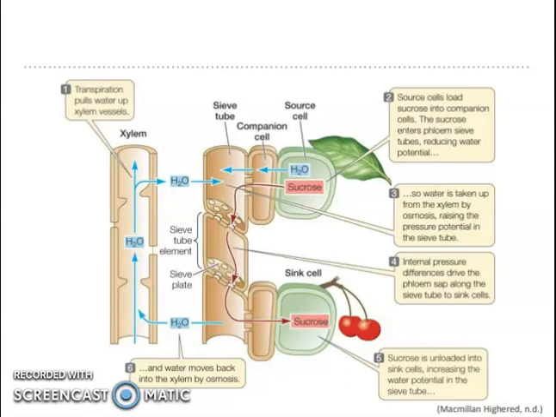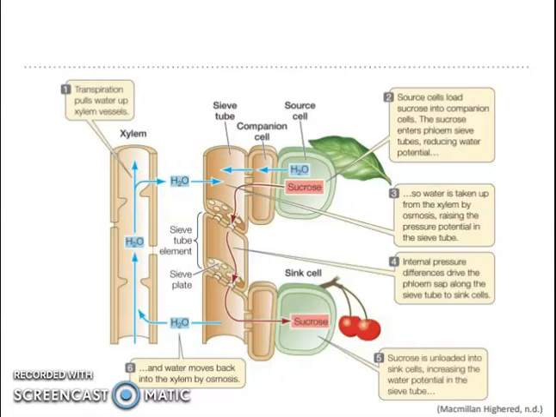At the source tissue, usually the leaf, sugar molecules are moved into the sieve element. The sieve element is also referred to as the phloem cell. Through active transport, water follows the sugar molecules into the sieve element through osmosis, since water diffuses into the region of higher solute concentration.